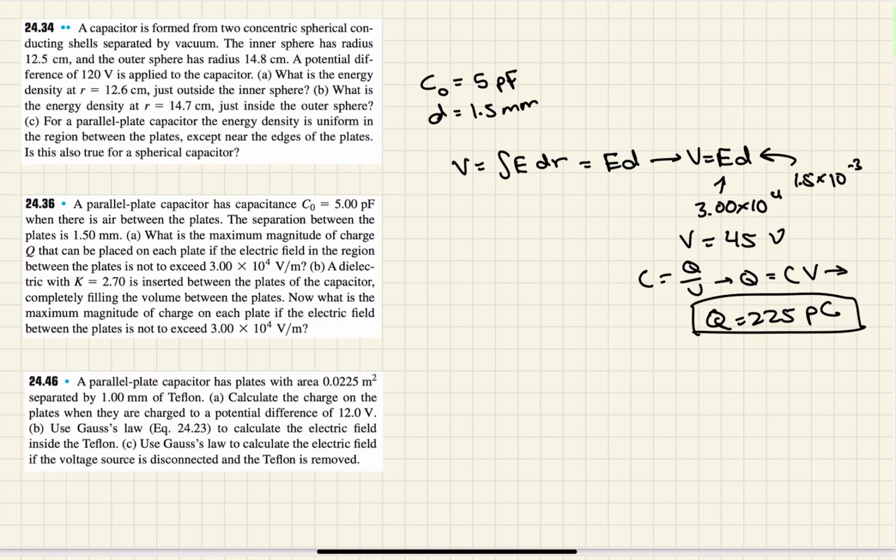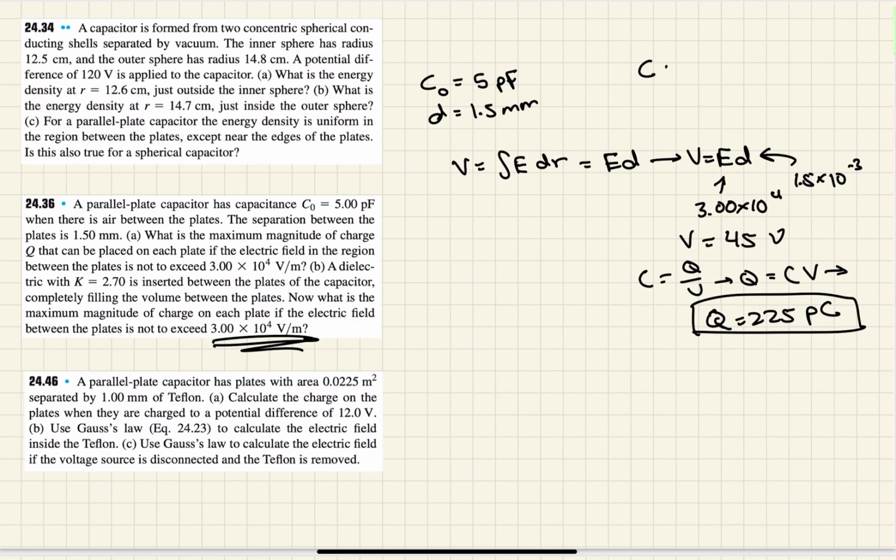Part B, you do have a dielectric, and the dielectric constant is kappa equals 2.7. And it does mention the electric field cannot exceed this, the same number again. So how would you solve this? Well, you would just plug in the new capacitance. The voltage stays the same because the maximum electric field is not changing. It's just the capacitance that's changing because there's a dielectric in between.